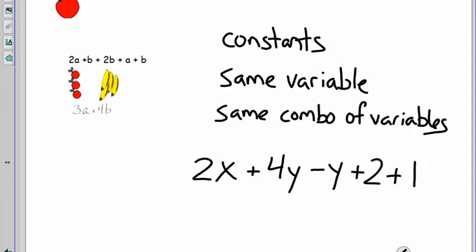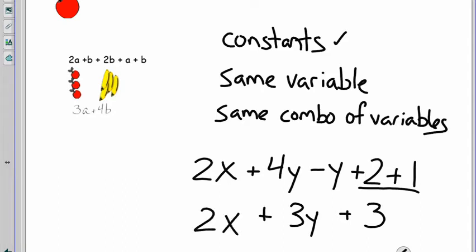So here's an expression with 1, 2, 3, 4, 5 terms. And if I look at my list, first I'm going to look for those constants, and I have a constant term of 2 and a constant term of 1. I can combine those to get 3. I also can look and see if I have the same variable, and I have 2 different terms with a y in it. And 4 y's, take away 1 y, leaves me with 3 y's. And then, of course, I just have the 2x. That's not the same as y, so I can't combine it with y. So that's the simplified expression right there.